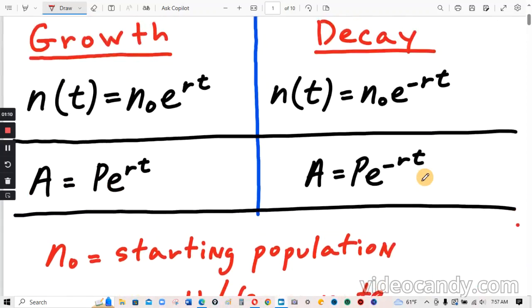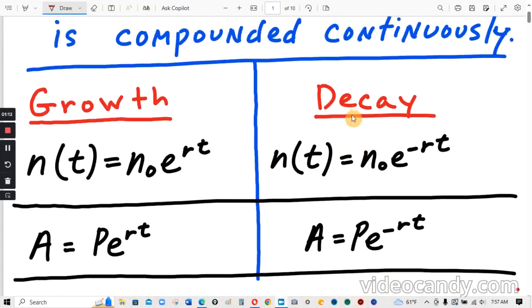All right, and for decay, it's the same formula except the exponent is negative. If you want to remember the A equals Pert formula, same thing, just make the exponent negative. So these two formulas are really the same thing. This one was just for the investments when the interest rate was compounded continuously, but population growth is also always compounded continuously.